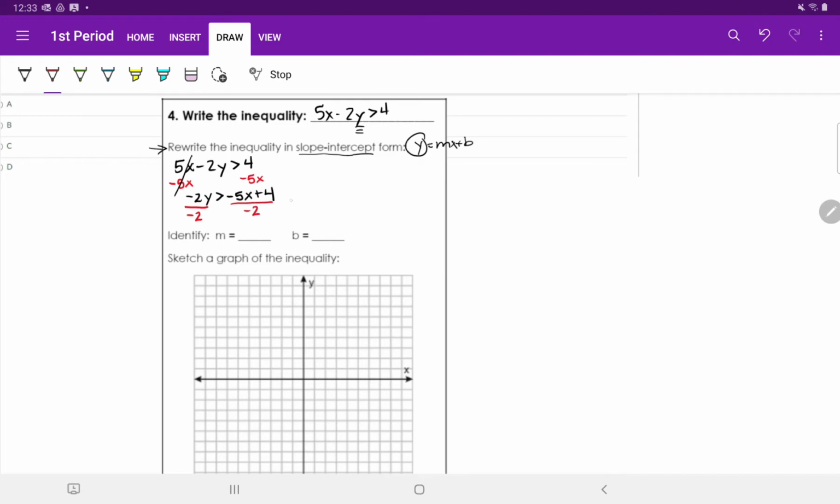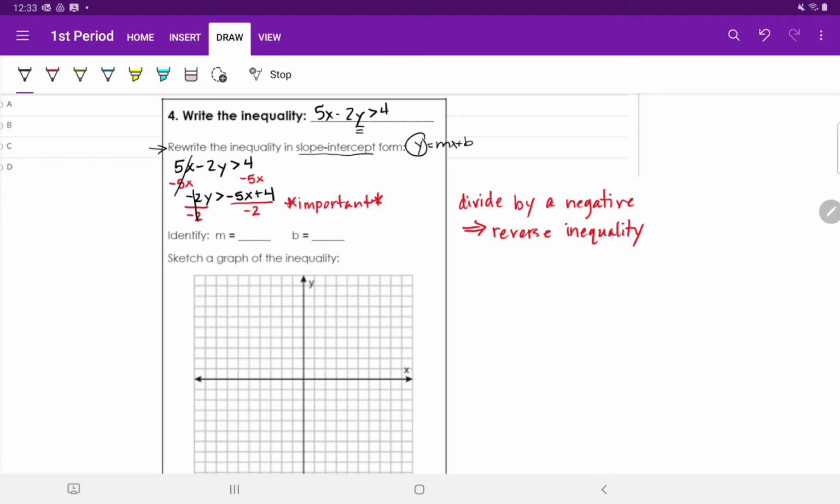And I'm going to make a little note here. Important. When you divide by a negative, it requires you to reverse the inequality symbol. So for our next step, I'm going to have to write it off to the side because I made too many notes and I'm running out of room.